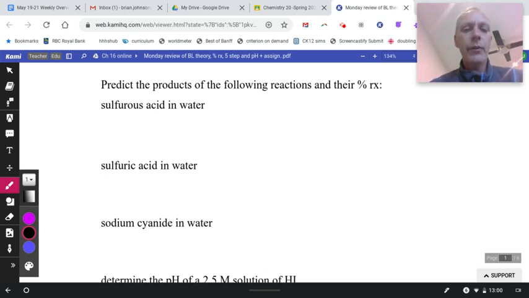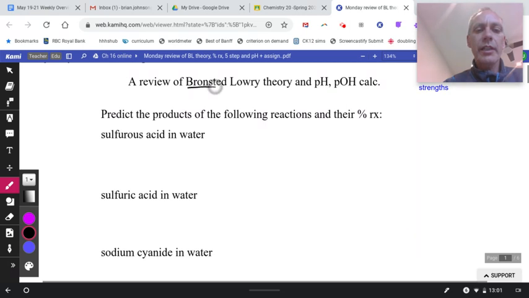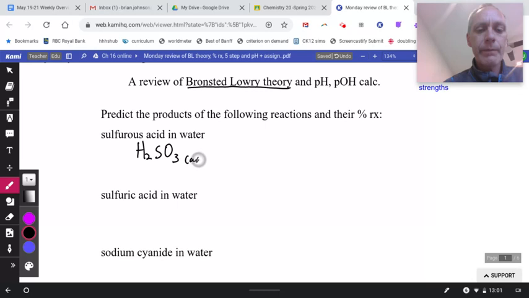You should be able to take any acid or base and predict using Bronsted-Lowry theory what these things look like in water. So sulfurous acid is H2SO3 aqueous in water.